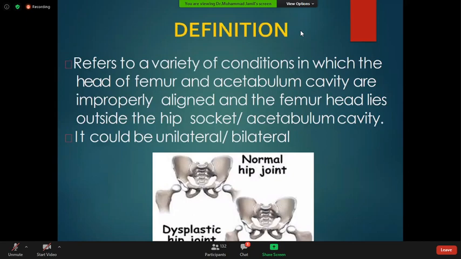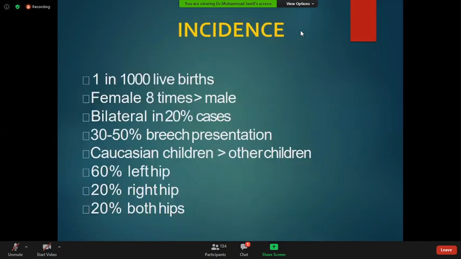It refers to a variety of conditions in which the head of the femur and the acetabular cavity are improperly aligned, and the femur head lies outside the hip socket. It could be unilateral or bilateral. The incidence is 1 in 1,000 live births, and it is more common in female patients.